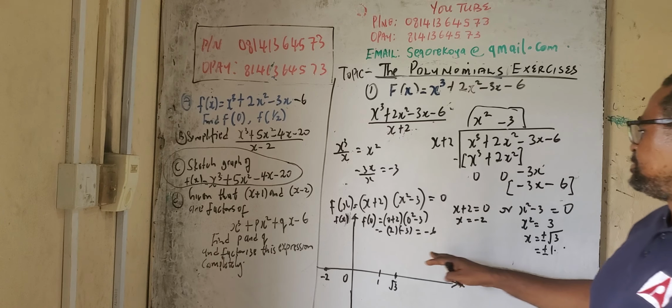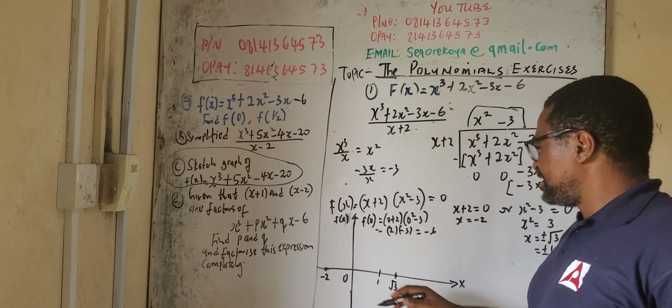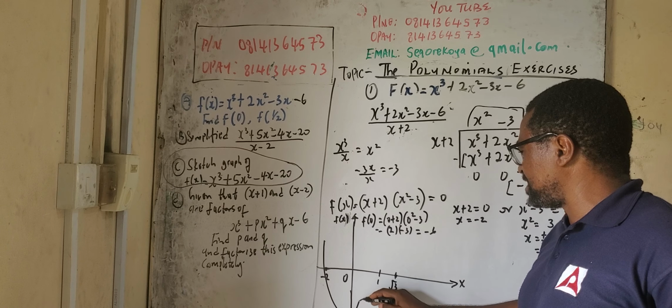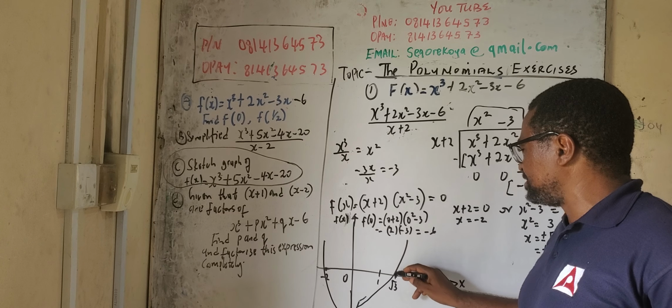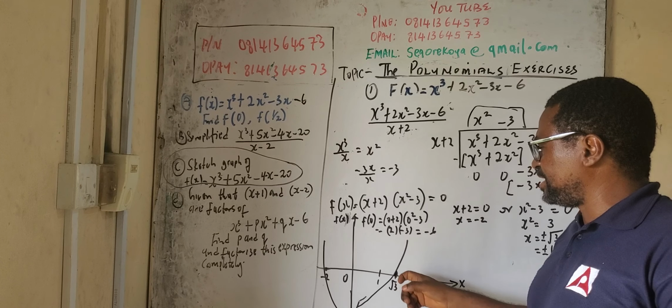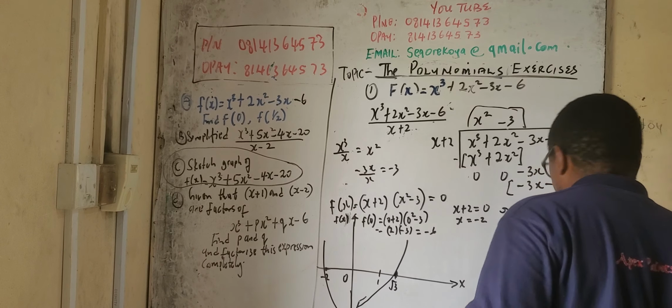So to sketch the graph now, the graph will pass through, we are having two of these roots. The graph coincides at those 2 points. So the graph is actually going like this, passing through this side and passing through this side, but it's meeting at the same point there. So that's the procedure of sketching the graph.